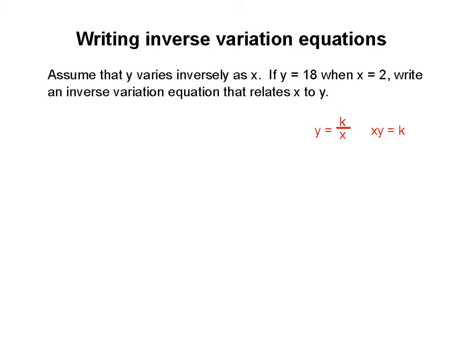Okay, then the next thing they're going to have you do is write inverse variation equations. Remember, there's two ways to do that. These are both correct ways to write an inverse variation equation. I prefer this one. I think it's just easier. You just take the x times the y to get the k, right?